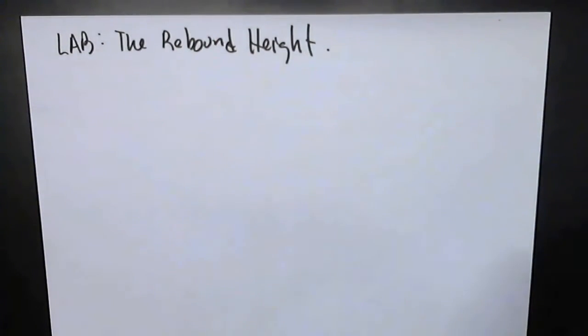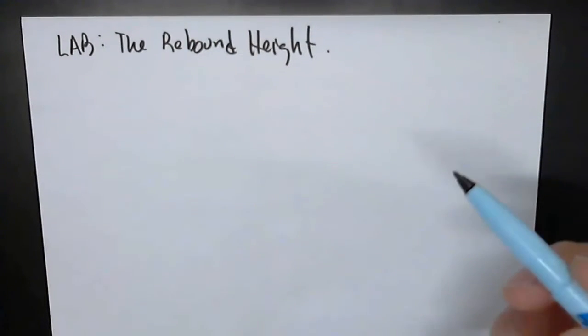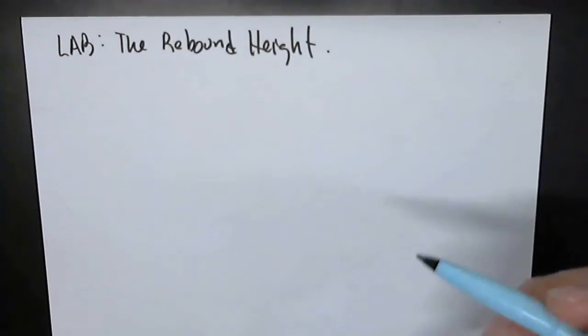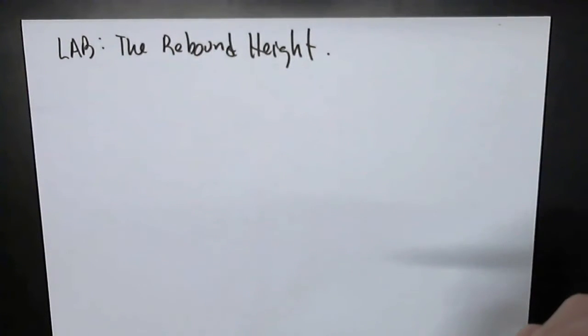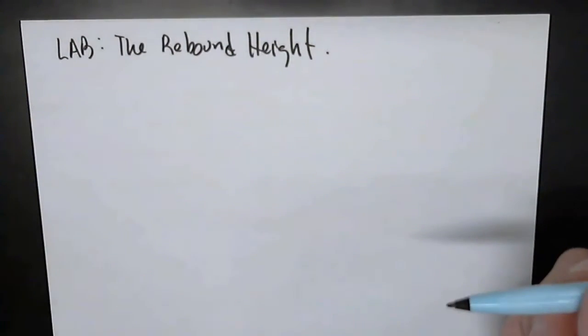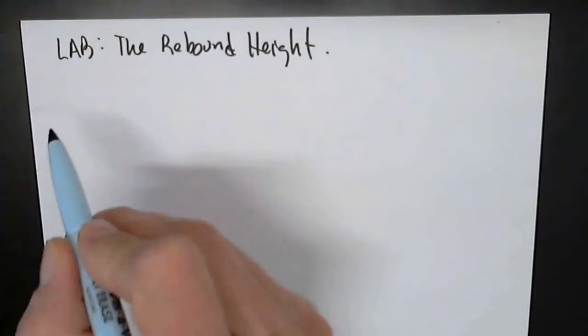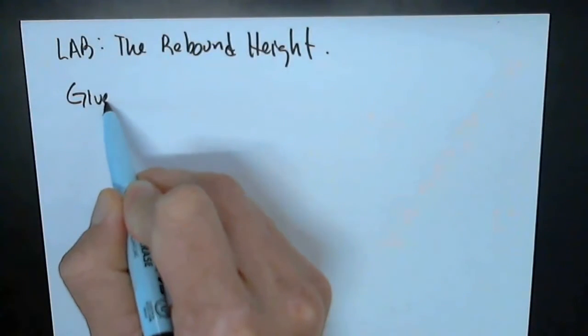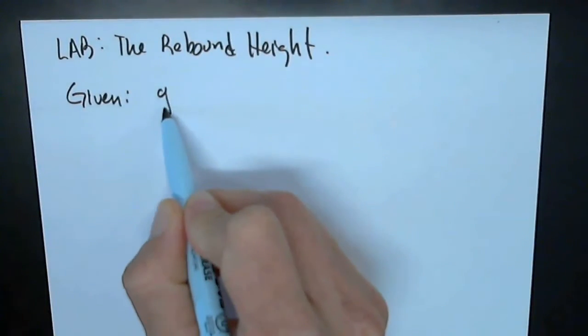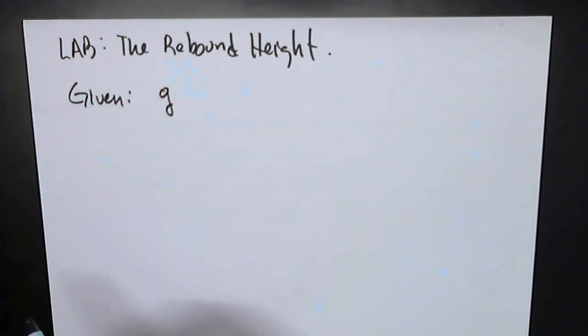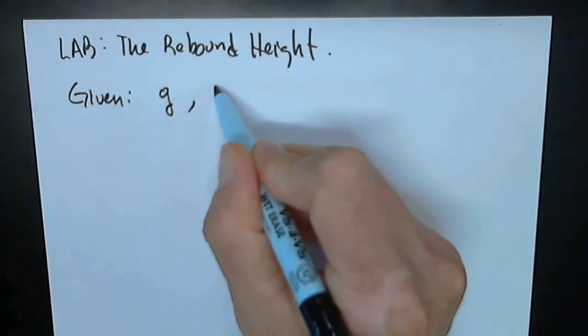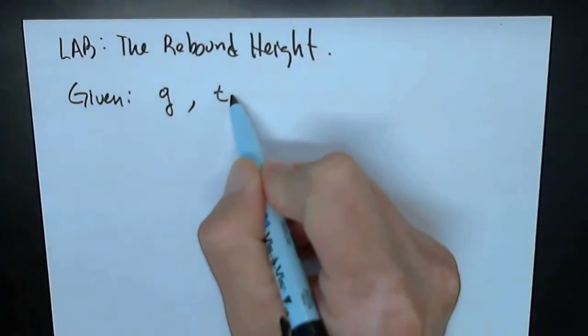Okay guys, now I will show you how to find the height and the initial velocity given only the time of flight and the acceleration of gravity. So what is given? We are not interested in finding g in this lab. Let's assume it's given, and the time of flight.